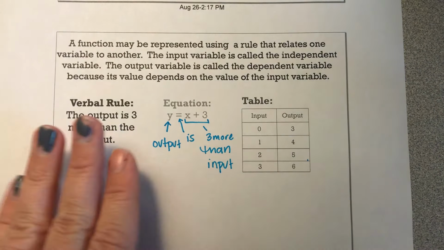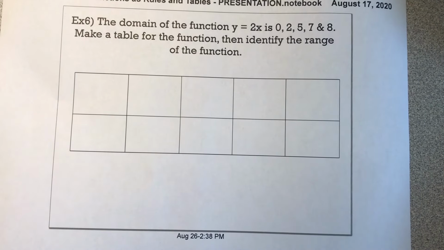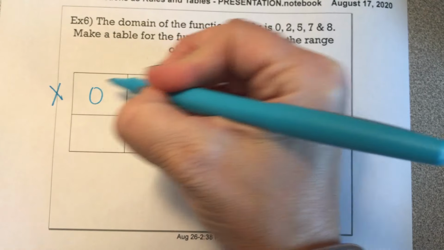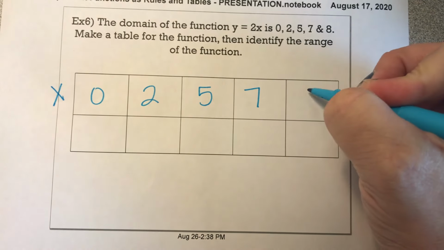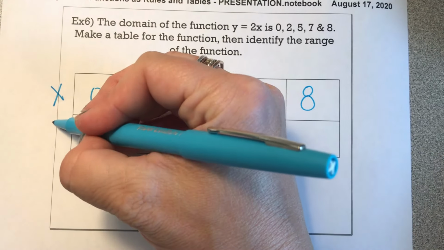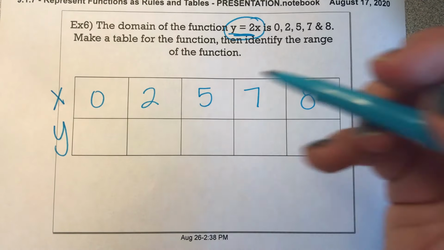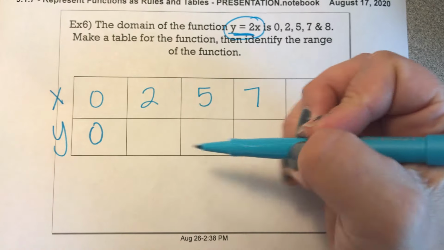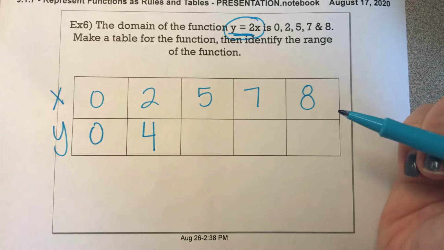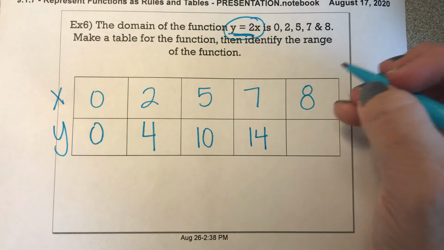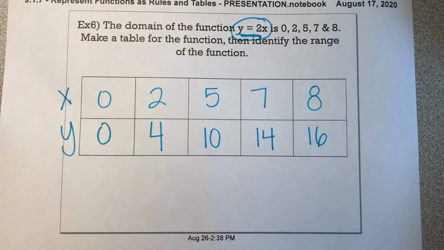Okay, so let's look at example 6. It says the domain of the function y equals 2x is 0, 2, 5, 7, and 8. Okay, so I'm going to label these as my inputs, 0, 2, 5, 7, and 8. Okay, and then the y's are going to be down here. And it tells me that y is equal to 2 times x. So what's 2 times 0? 0. What's 2 times 2? 4. What's 2 times 5? 10. What's 2 times 7? 14. And what's 2 times 8? 16.